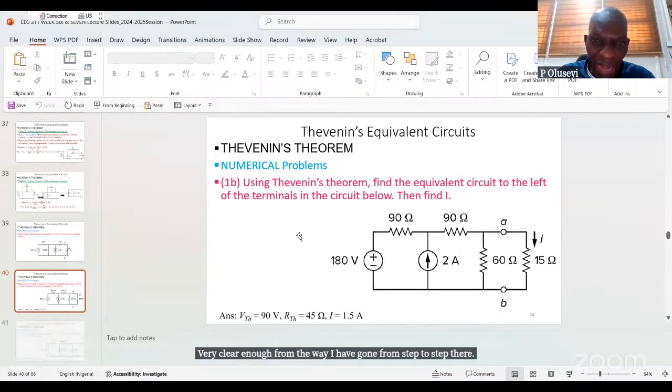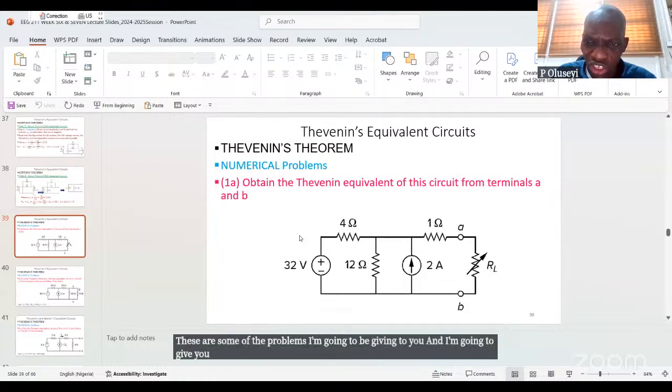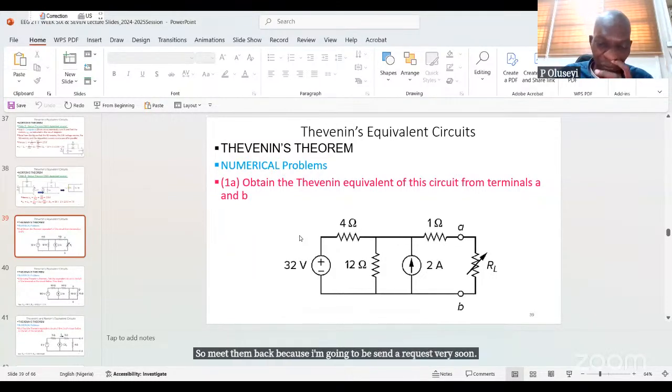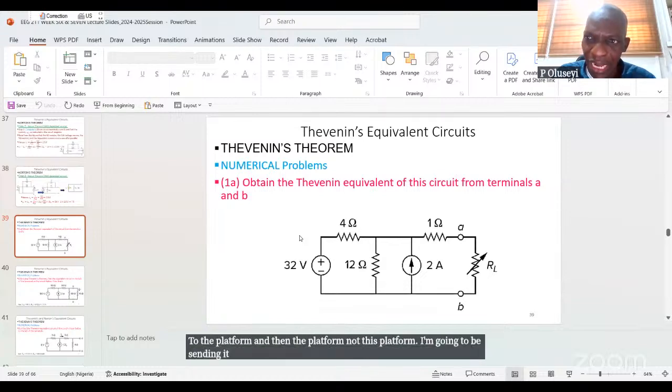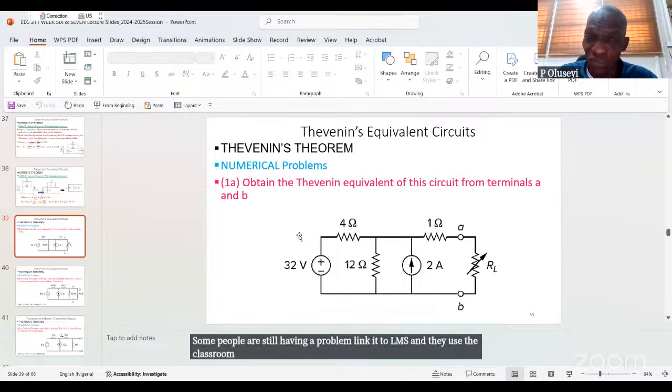Then you may have to look at this particular problem as well. These are some of the problems I'm going to be giving to you, and I'm going to give you 6 hours to submit them back, because I'm going to be sending the questions very soon, not to this platform but through either Google Classroom or my V-Learning LMS. Because some people are still having problems linking to the LMS, I may use the classroom after this lecture, and I will give you 6 hours to submit all the answers back to me.